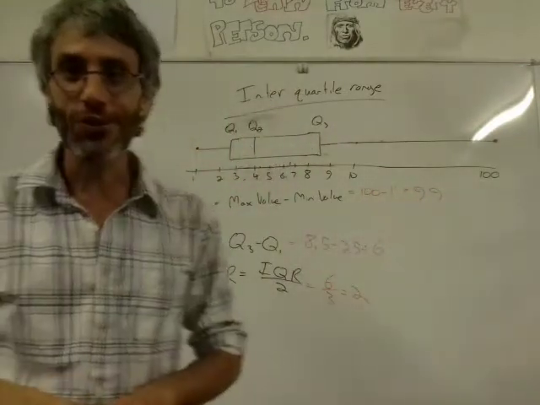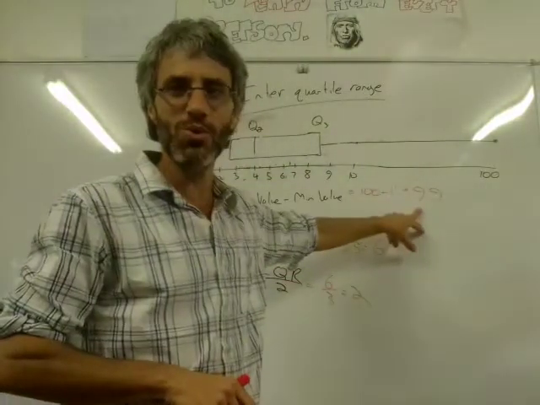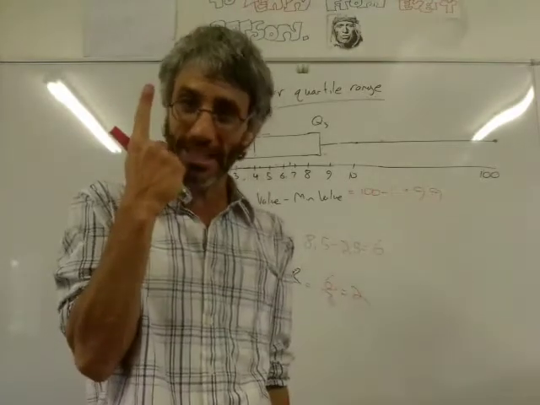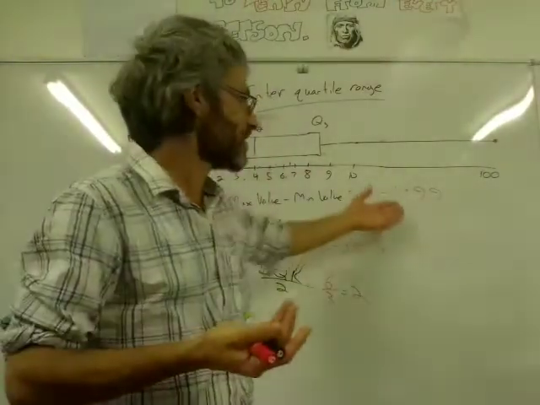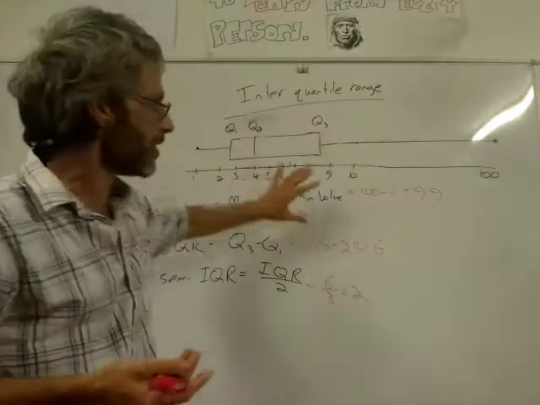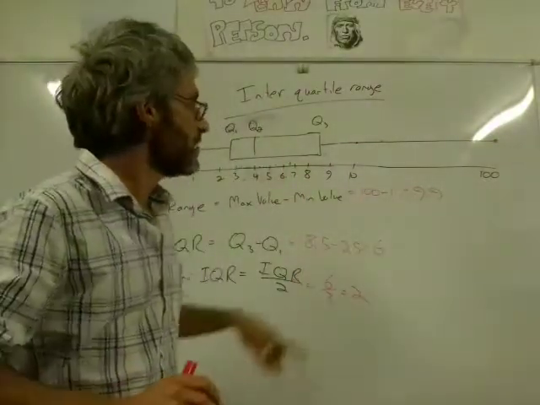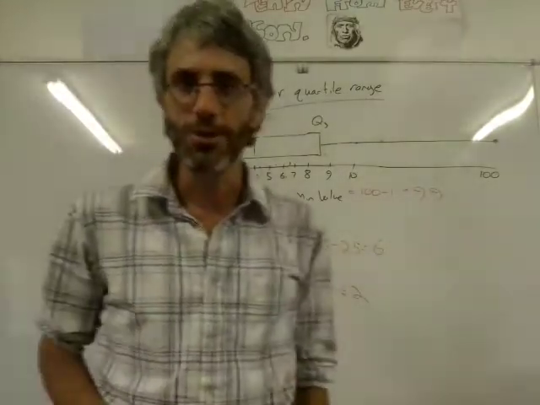Now, if they ask you which is the most suitable range, you're probably not going to use the maximum minus the minimum, because just because of one value that we got, 100, that doesn't really mean much. 99% of the values were much lower. So in this case, I wouldn't use that range, I would use the interquartile range.